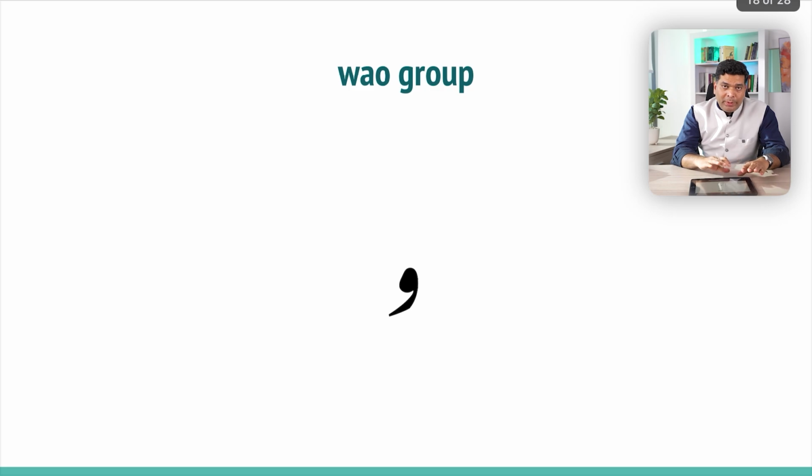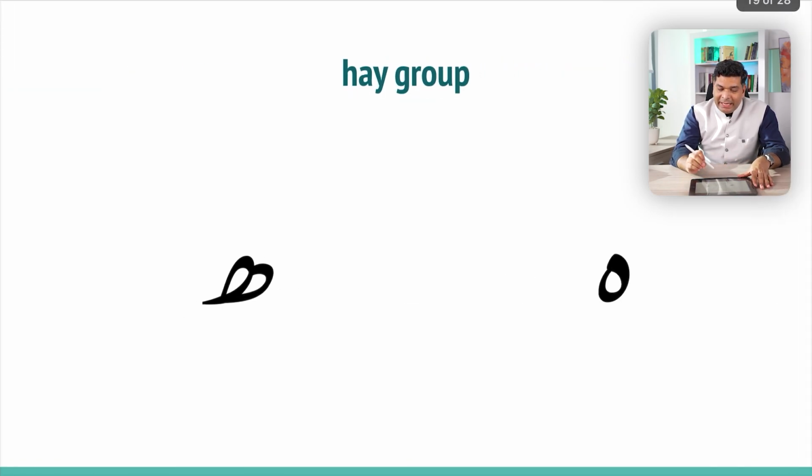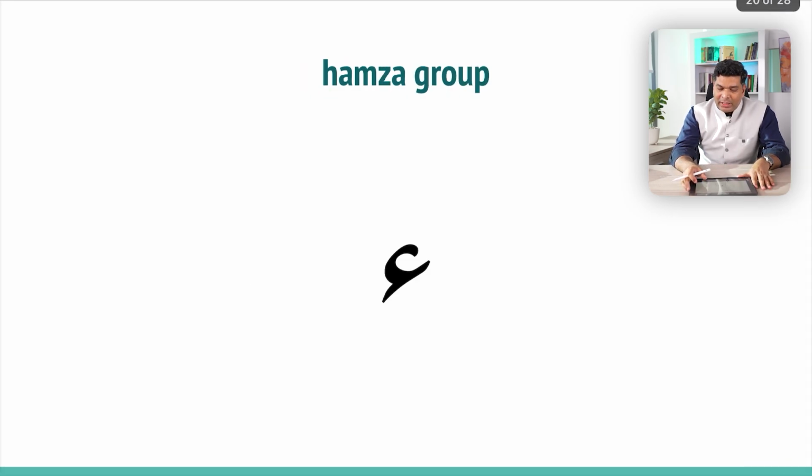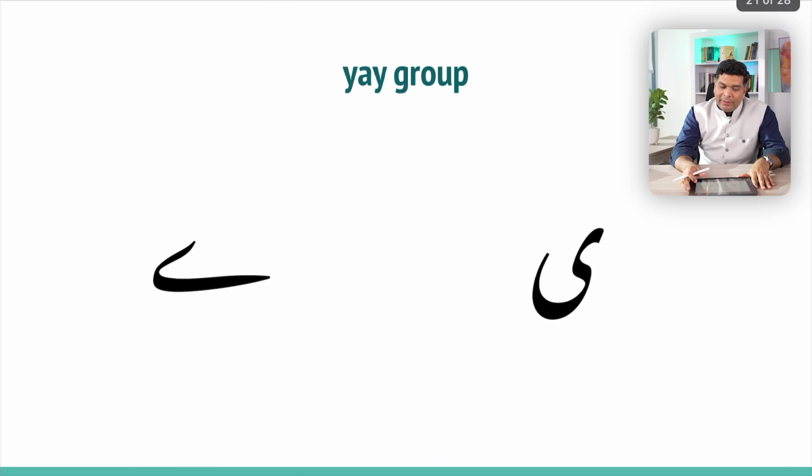You have the vav group. We've just kept vav. There's no other letter which is part of this. Then we have the he group. We had badi he in jim, but the choti he and the chashmi he are part of the he group. And we have hamza, which is again standalone. And we have the ye group, which has choti ye and badi ye.